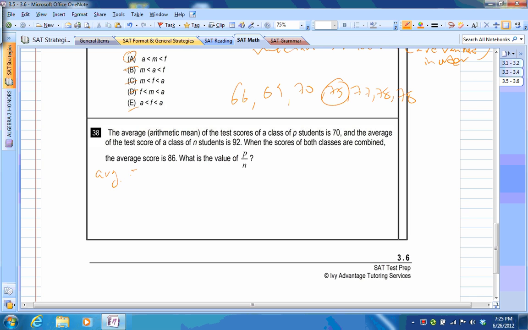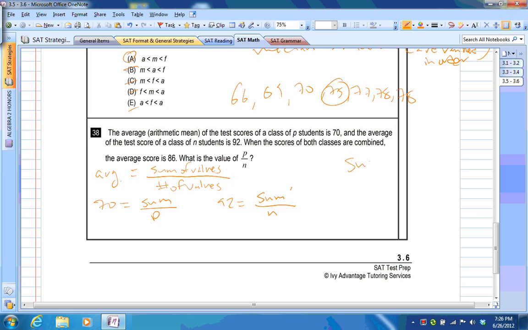Average equals sum of values divided by number of values. It never escapes us, that core concept of average. So for the first class, you're told the average is 70. You don't know what the scores add up to, but you do know there's P students. And for the other class, you know the average is 92. You don't know what the sum is, and I'll put a little accent mark there to distinguish that sum from the other sum, and divide by N. And the total average is 86.